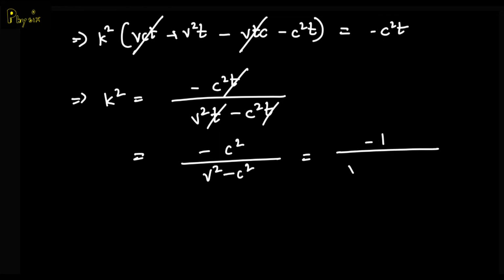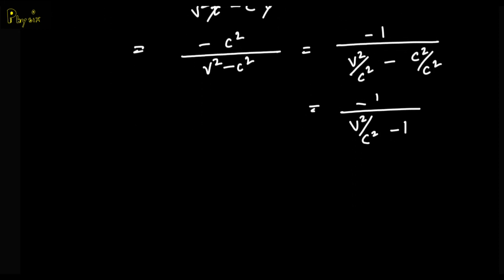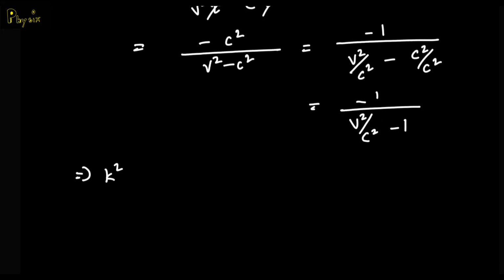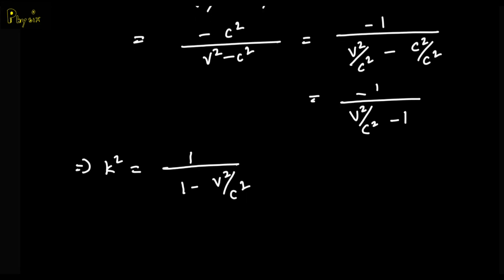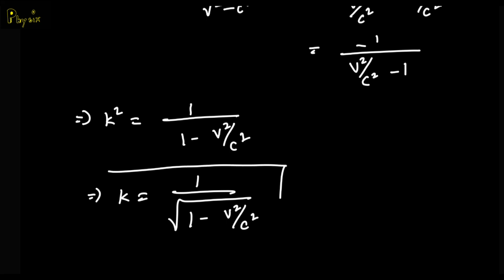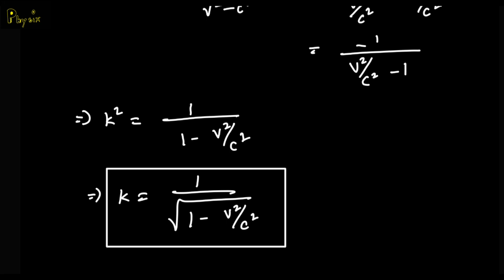and then we can take the c squared in the denominator, and we have that this is basically v squared over c squared minus c squared over c squared, and this is negative 1 over v squared over c squared minus 1. But we generally don't like to have negatives in the denominator. So what we do is we multiply the denominator and the numerator with a negative 1, and we get that this is 1 minus v squared over c squared, and if we take the square root, then we get that k is 1 over the square root of 1 minus v squared over c squared, and this is the value of the constant k. Now things are much easier from this point.